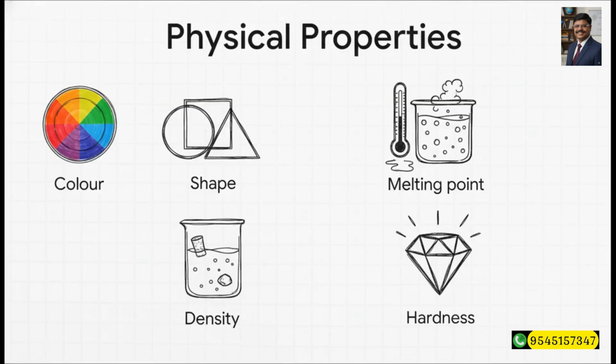So what are we talking about here? Well, it's things like color, shape, how dense something is, its melting point, its boiling point, and even its hardness. Think about it. You can see that an apple is red, but just looking at its color doesn't change the apple into something new. The apple is still an apple. See? That's a physical property.